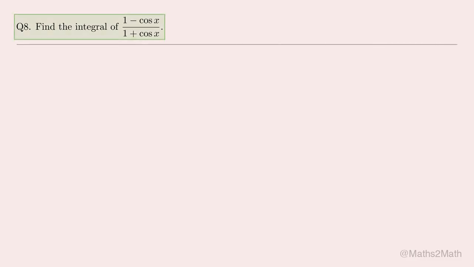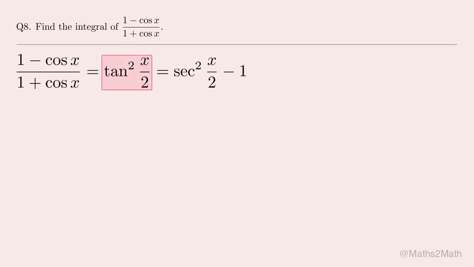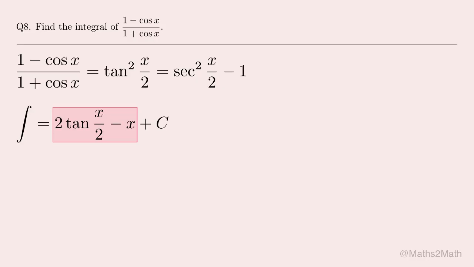Question 8. The half-angle tangent squared in disguise. Both numerator and denominator are half-angle squares. 1 minus cosine is 2 sine squared half x. 1 plus cosine is 2 cosine squared half x. Tangent squared, then secant squared minus 1. Integrate: 2 tangent half x minus x.